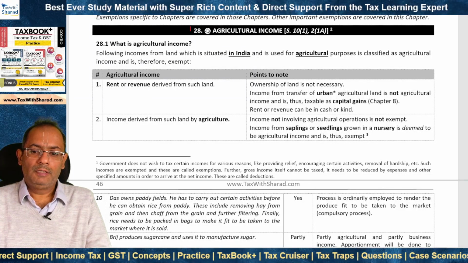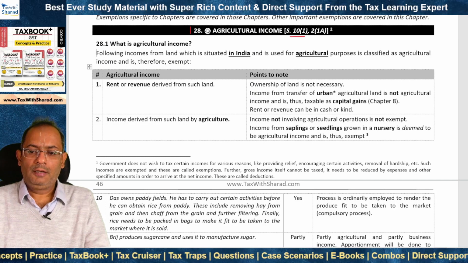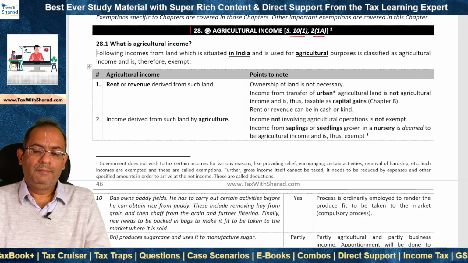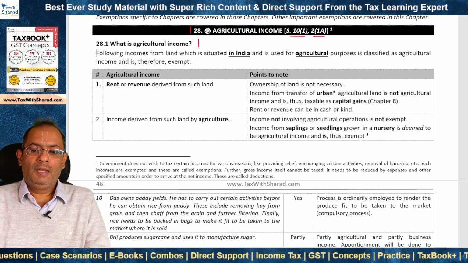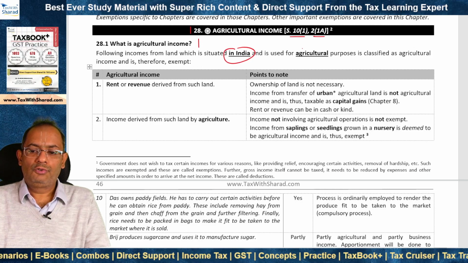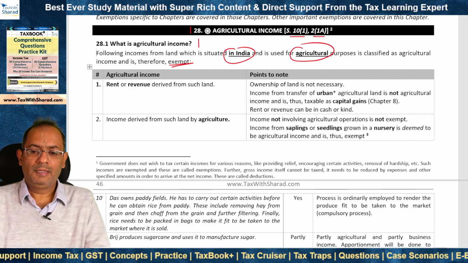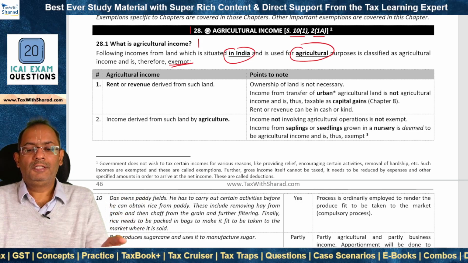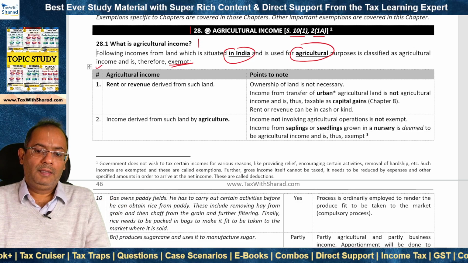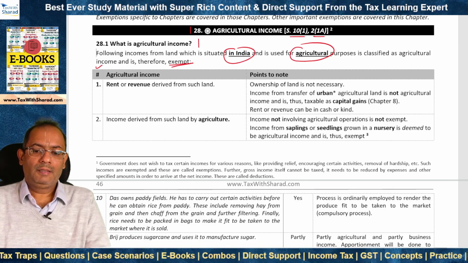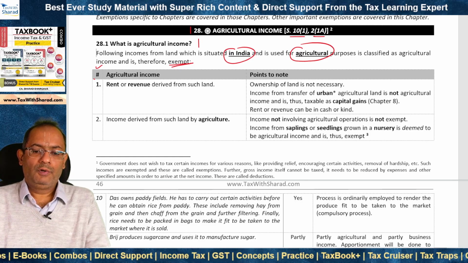We will now discuss the provisions regarding exemption under section 10(1) in respect of agricultural income, which is defined under section 2(1A). What is agricultural income? Following incomes from land which is situated in India and is used for agricultural purposes is classified as agricultural income and is therefore exempt. So land should be situated in India and it should be used for agricultural purposes. And there are these categories of items of income that are classified as agricultural income, which is given in the table. We will look at these items one by one.